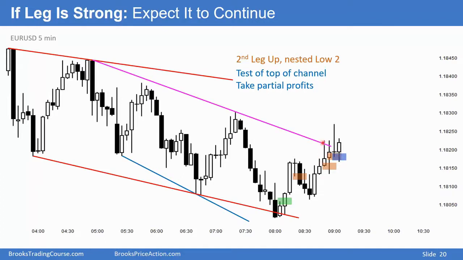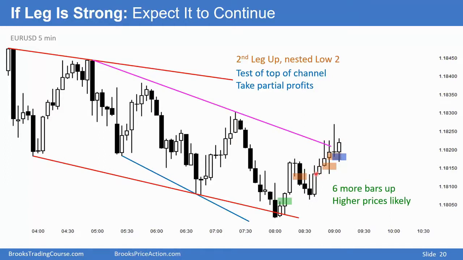A micro double top, up and then up and down at a resistance level. The top of a channel and a lower high. Just like here was a reasonably strong leg up, we reverse down. You have to be open to the possibility that another strong leg up and we reverse down to another new low. At this point, I think it's more likely that we will not reverse down to a new low and that we'll either stay sideways or continue higher.